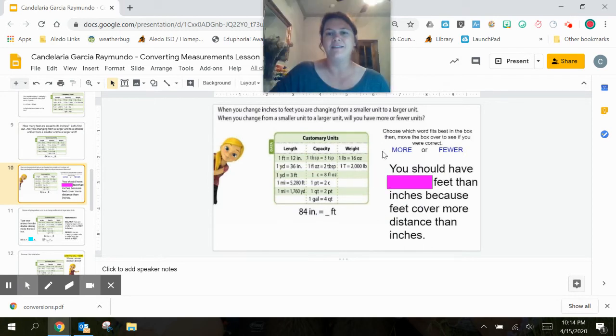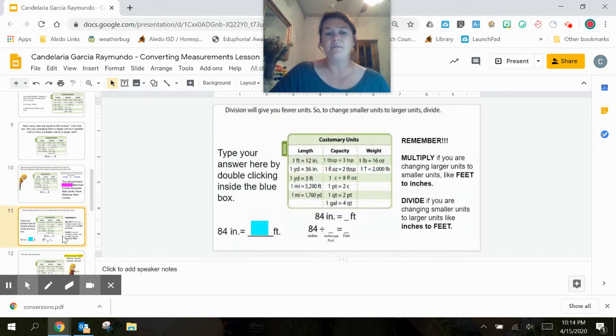And then it says, which word best fits in this box? You should have blank feet than inches because feet cover more distance than inches. Is it more or is it fewer? You decide. And when you make that decision, you can come to this pink box, scoot it over, and the correct answer is underneath. We're doing the same kind of conversions on the next one.